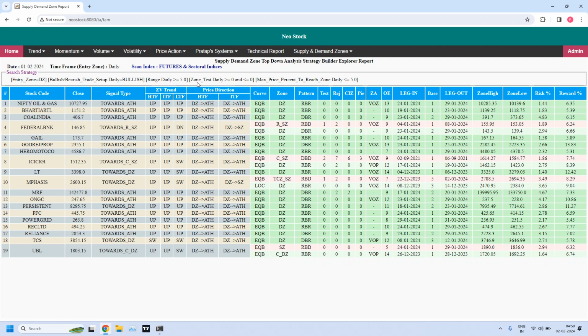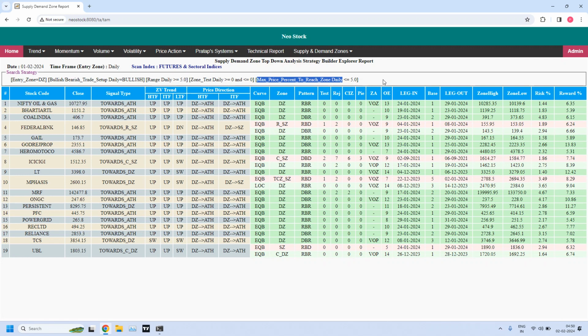And see the zone test, that is freshness. Zone test indicates whether the zone is fresh or not. If it is 0, 0, it is a fresh zone. And the max price percent to reach the zone is less than or equal to 5%. Within the 5% level from the zone, whatever stocks are there, those stocks are listed in this report.